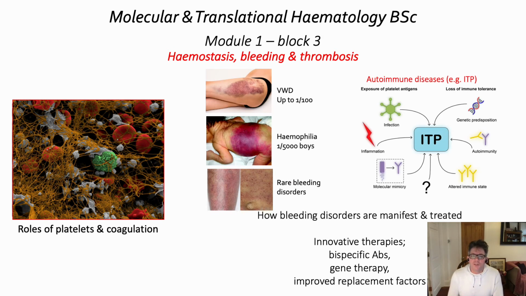Armed with this information, you will learn how patients with either inherited or acquired deficiencies in components of the hemostatic system can suffer from lifelong bleeding disorders such as von Willebrand's disease, haemophilia, and immune thrombocytopenia, and the innovative ways in which science has developed therapies for these patients.